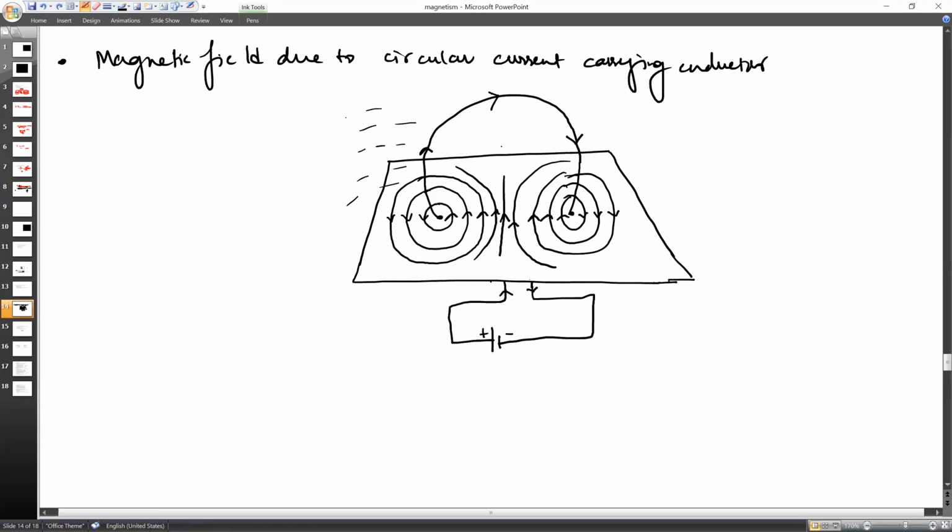So inside the loop, the direction is the same. And outside the loop, both directions are the same, you can say, but opposite to the inside. Got it? Here it is coming downwards and it is also coming downwards.